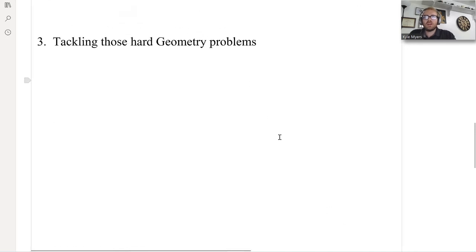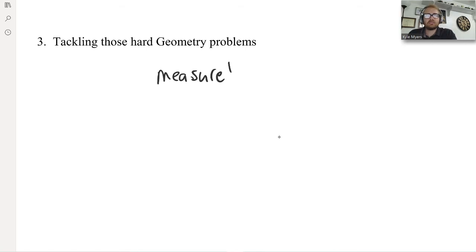Okay. Tackling those hard geometry problems. There are actually some really cool tricks with this. In order to tackle hard geometry problems, the number one thing you can do is measure. They don't allow you to bring a compass and a straight edge or a protractor or anything like that, but you can still measure things.